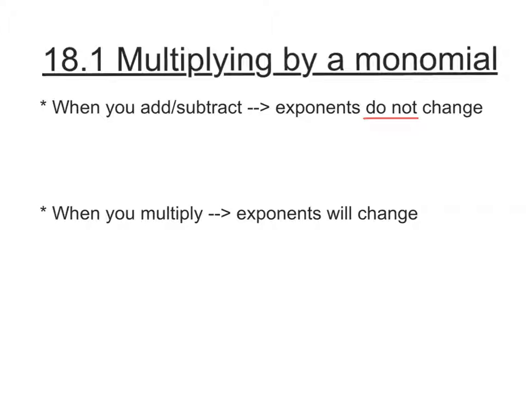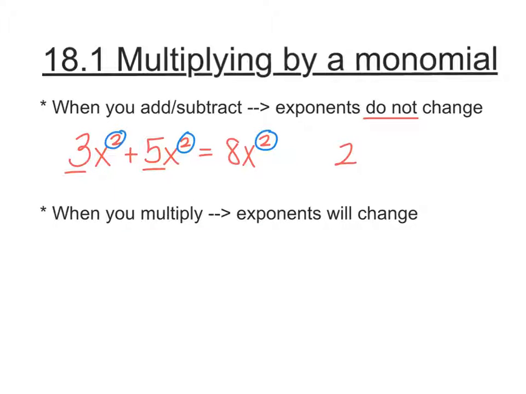So for example, if I have 3x squared plus 5x squared, I'm going to get 8x squared. Notice here that my exponents are the same because I'm adding or subtracting. All right, also, when you add or subtract, you have to have like terms. So if I do 2x to the fifth plus 3x squared, I cannot add those because one is to the fifth and one is squared, which means what you see is actually your final answer.